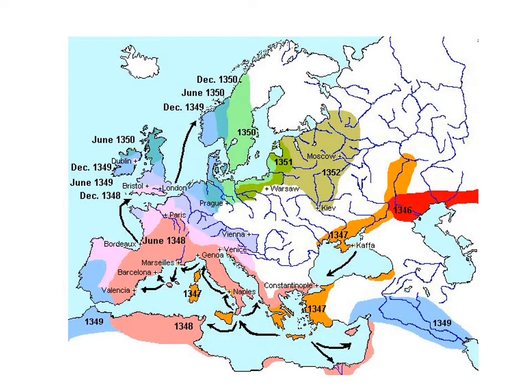This is a slide also showing the spread of the bubonic plague. This might be a little easier for you to read with the different colors. You can see 1347 is in orange, 1348 is in the reddish color, then the pink color, and then the blue color. You obviously don't have to memorize all these dates, but I just want you to see how widespread it was and how quickly it spread.